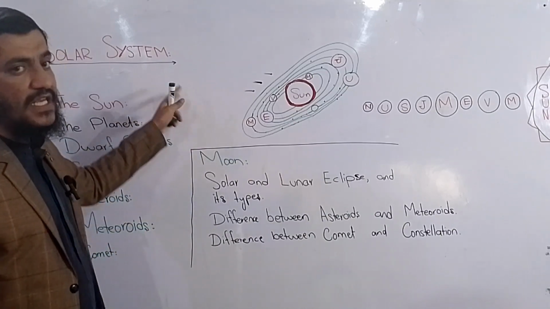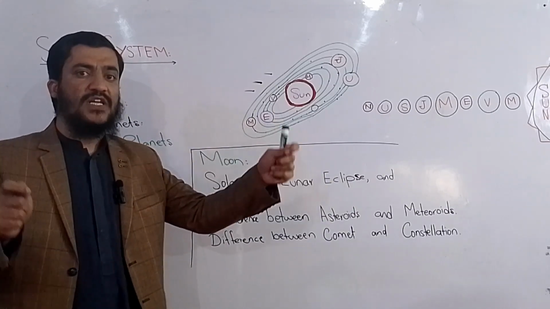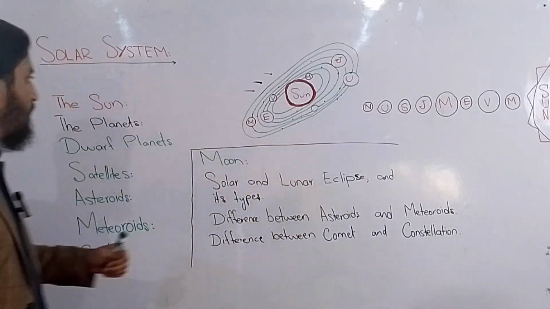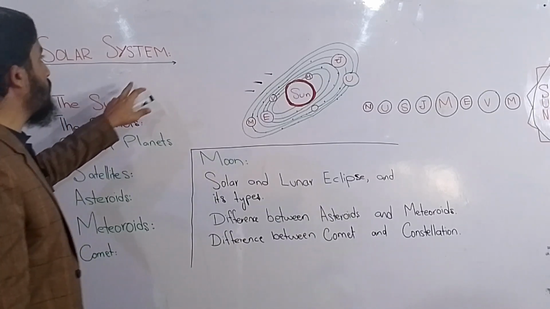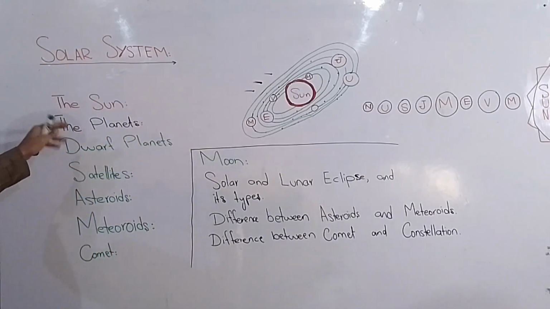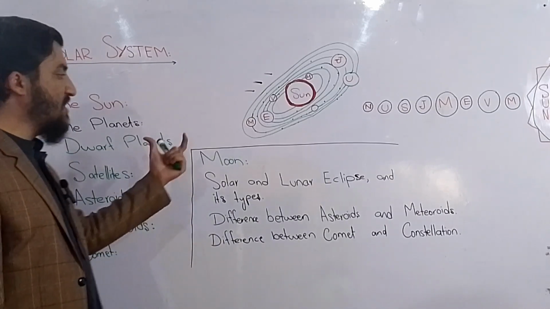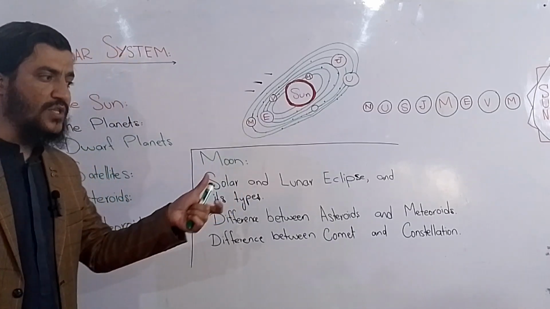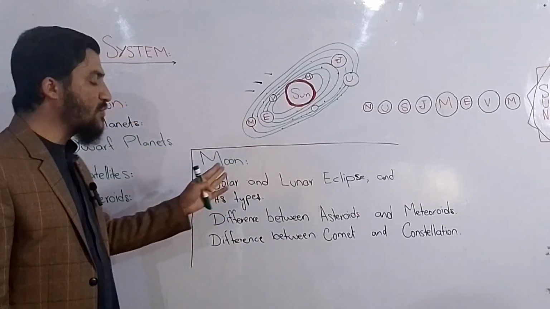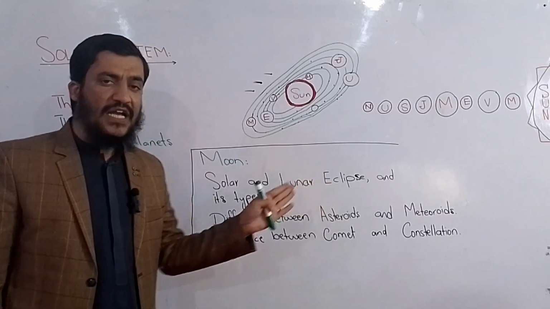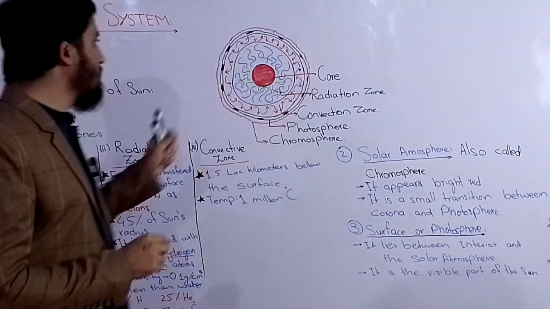The solar system is basically composed of many giant bodies, ranging from the microscopic level to millions to trillions of tons in weight. The first organ of the solar system, the sun, we will study in detail in this lecture. Then we'll go on towards planets, dwarf planets, satellites, asteroids, meteorites, and comets. Then we will study the moon in detail. Then we'll look into the difference between lunar and solar eclipses, as well as differentiate between asteroids, meteorites, and comets, and constellations. So dear students, the first organ of the solar system is the sun.